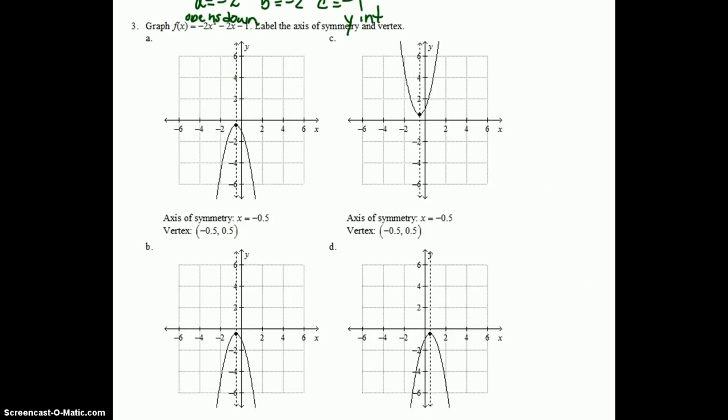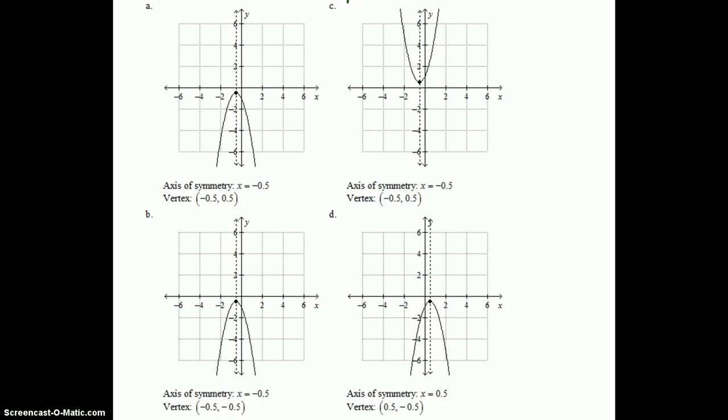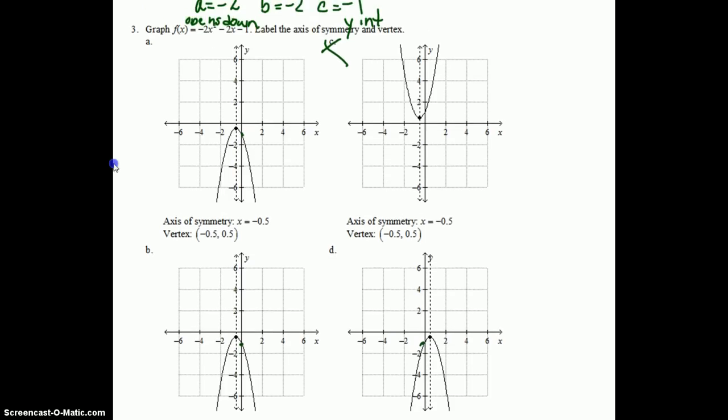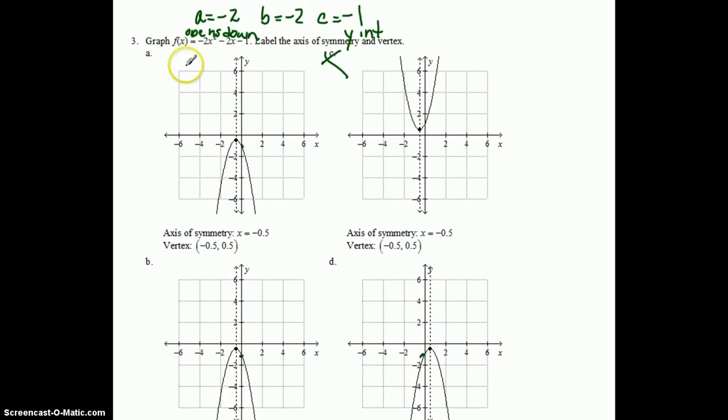So just looking at that and looking at these three pictures here, first of all, it can't be C because C doesn't open down. I have to have a y-intercept of -1. I can see on all of these so far they have a y-intercept of -1. So I'm down to, it could be A, B, or D for my answer. So let's actually start to calculate.